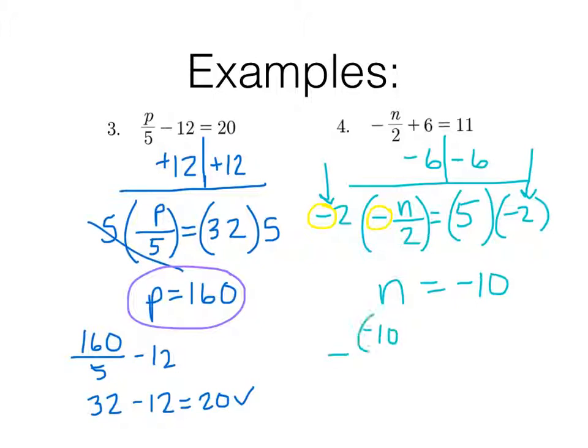Or at least it looks a little more complicated. These 2 negatives that you see right here, this one, which was out front, and then the negative 10 of plugging in that value for n, they're going to cancel each other out. And that's going to give me a positive 10 over 2, which is 5, plus 6, which does equal 11, which is what we were supposed to get on that other side, and we know we have our solution correct.